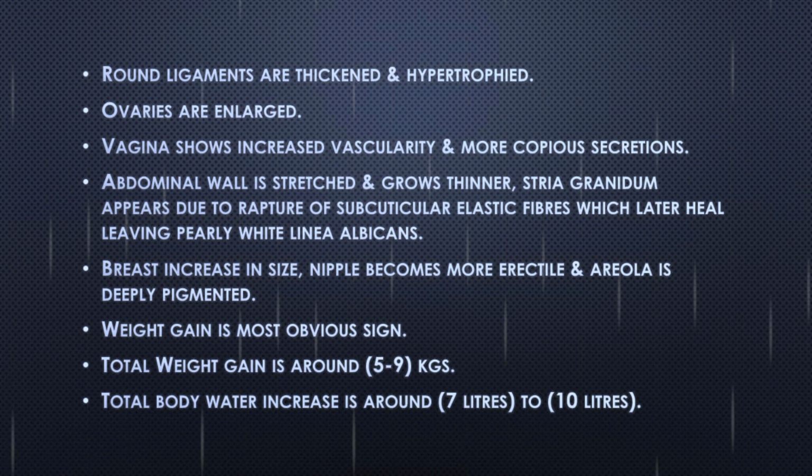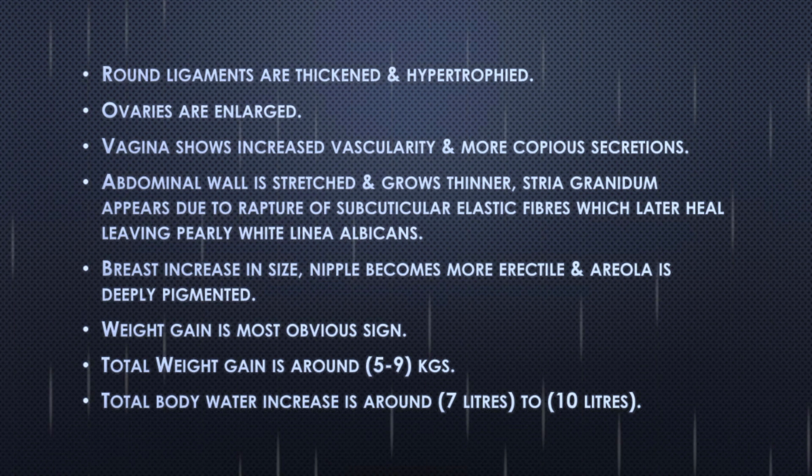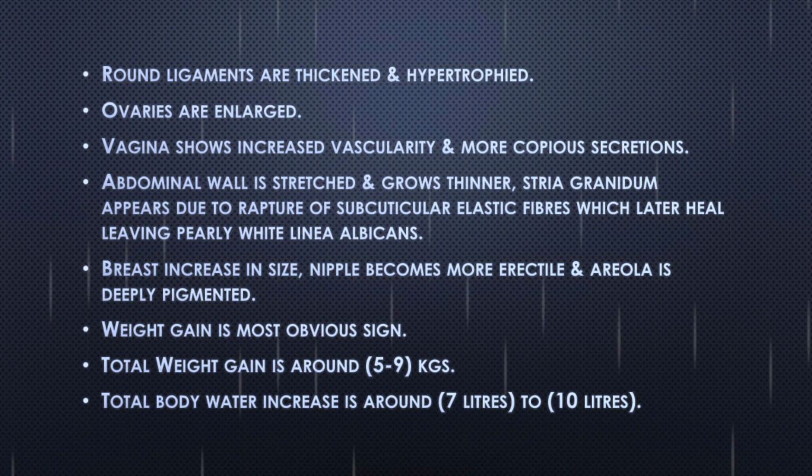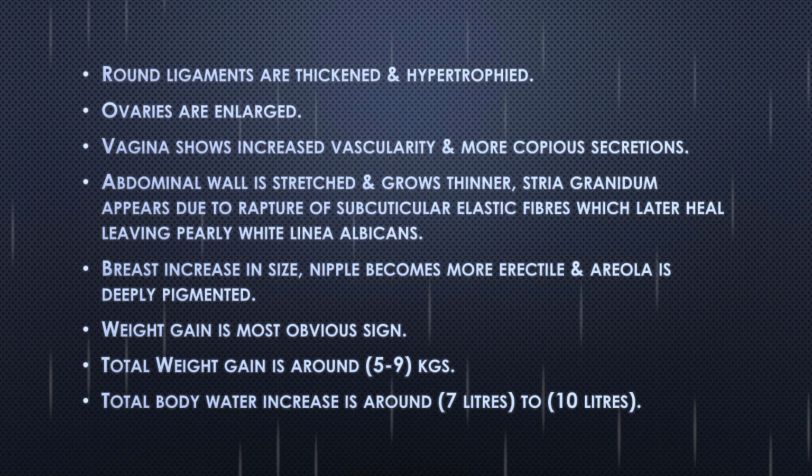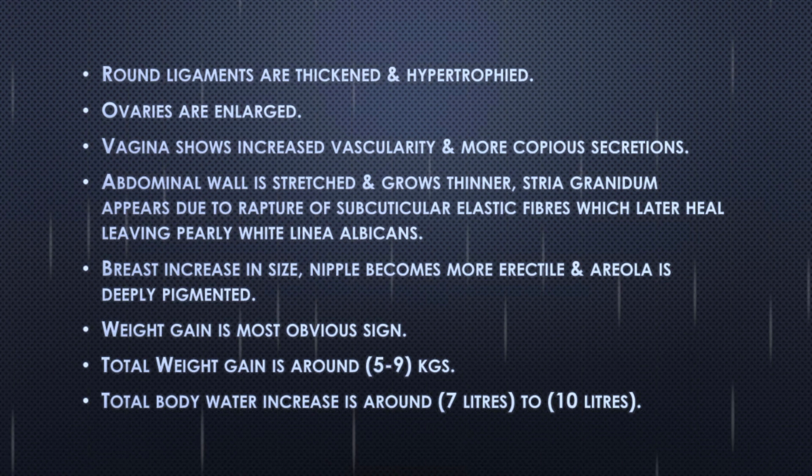Striae gravidarum appear on the surface of the skin of the abdomen due to rupture of the subcuticular elastic fibers, which later heal, leaving the pearly white linea albicans as the pregnancy commences. The breast increases in size, the nipple becomes more erectile and the areola is deeply pigmented.